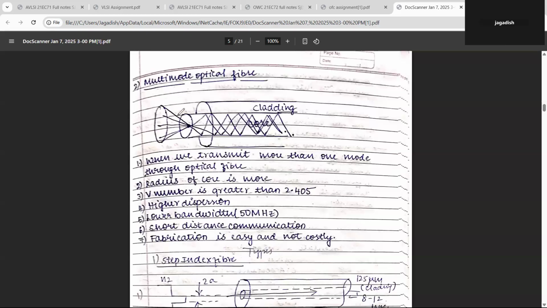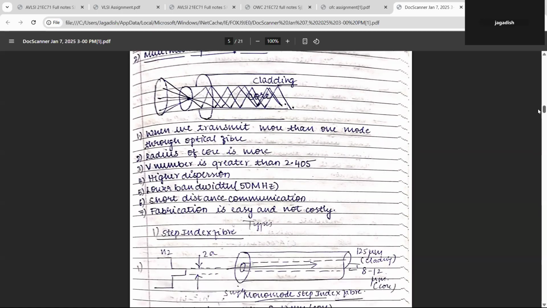In multi-mode, the core diameter is more than the cladding. So the V number is greater than 2.405. Then it will have a higher dispersion effect, and it's used for shorter distance communication. Fabrication is easy and not costly. So this you can write. Draw this diagram and explain. I've already shared the notes in the group. You can look at it.